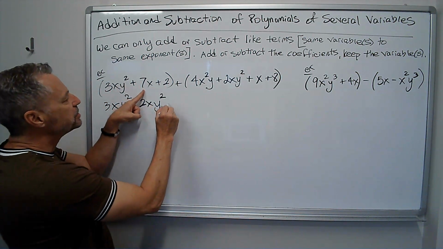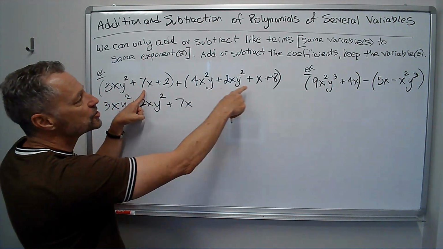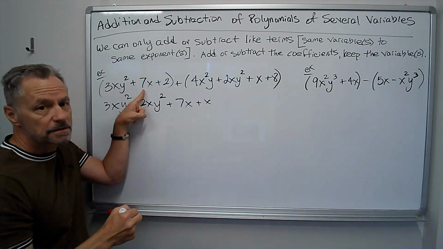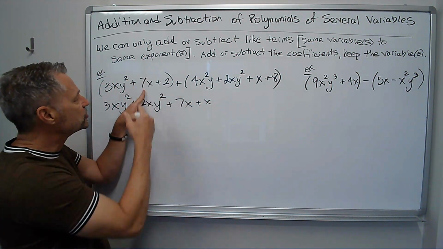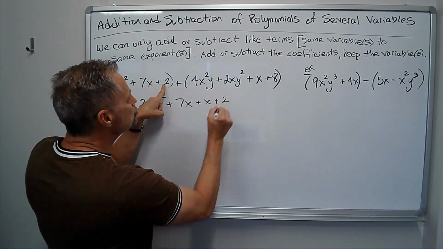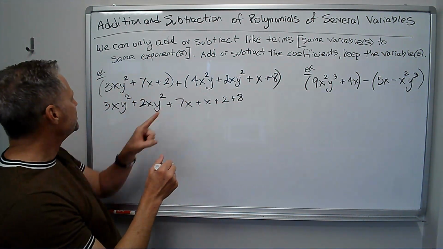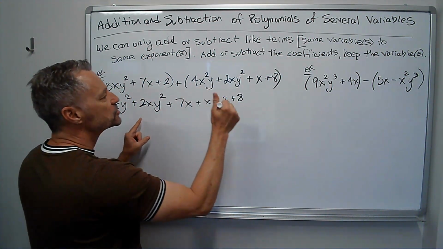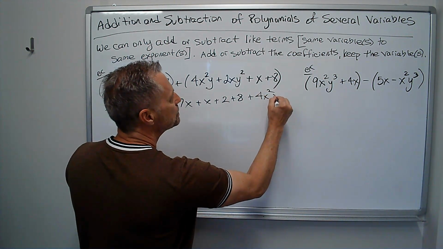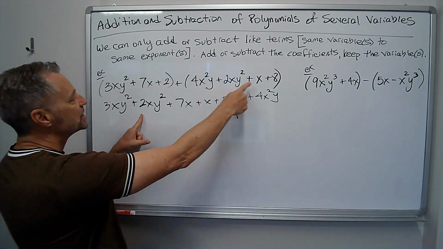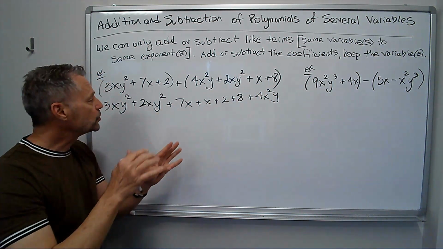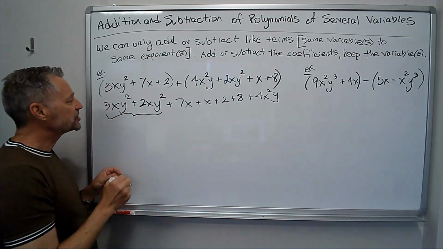We'll go to the next one, plus 7x. Does it have a like term over here? Yeah, it has an x. Okay, so those are both x to the first. Those are like terms. Plus 2, and we have a plus 8. Those are like terms. Now, is there anything we didn't pick up? We didn't get the 4x squared y, so we'll put that in. And we got the 2xy squared, and we got the x, we got the 8. So we're good.